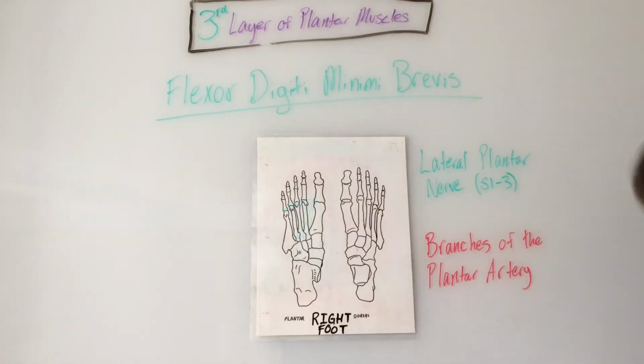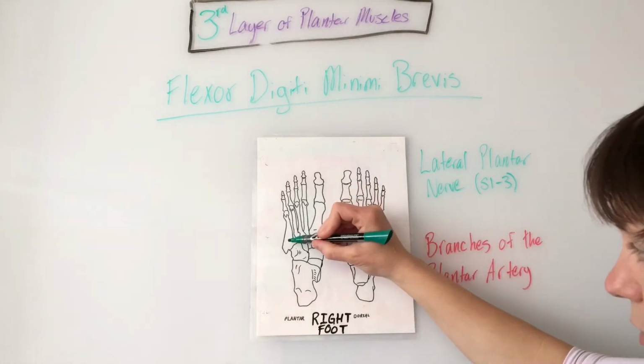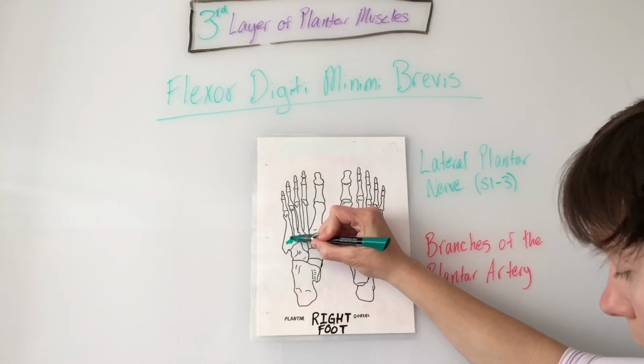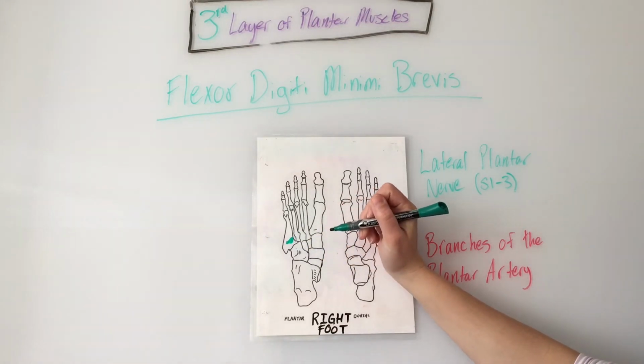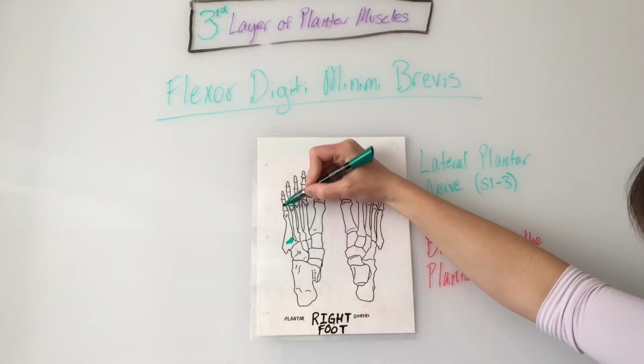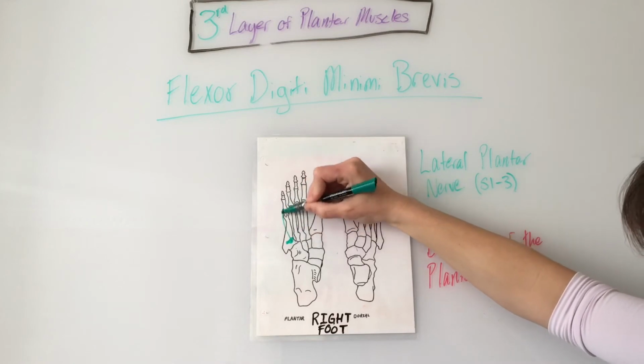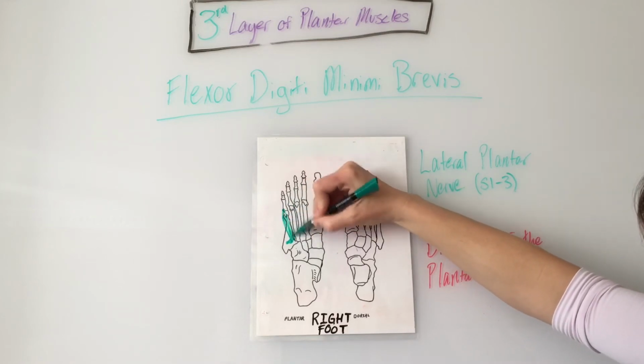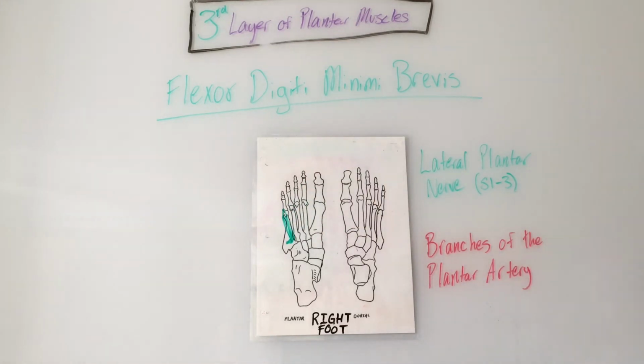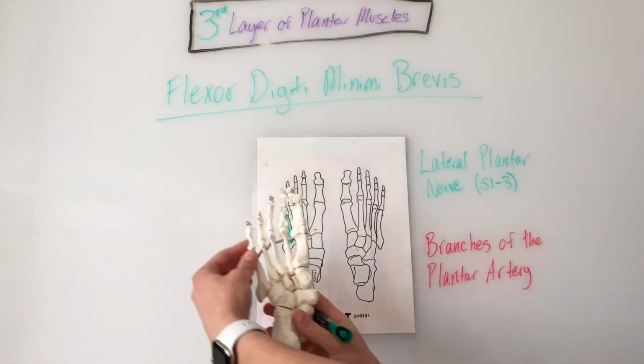The flexor digiti minimi brevis originates on the medial plantar surface of the fifth metatarsal base. It inserts on the proximal phalanx of the fifth digit on the lateral side. It is innervated by the lateral plantar nerve, S1 through 3. Blood supply branches of the plantar artery, and its action is to flex the fifth MTP.